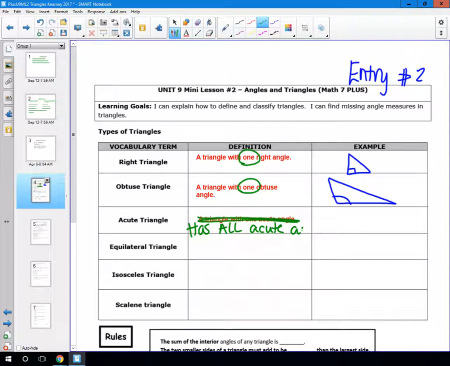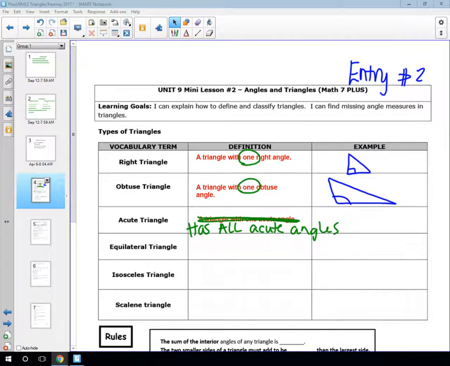acute angles. So why do you think that a right triangle and an obtuse triangle can only have one right angle or one obtuse angle, but an acute triangle has all acute angles? That's something for you to think about. So that is about the angles. We can classify a triangle just based off of its angles.